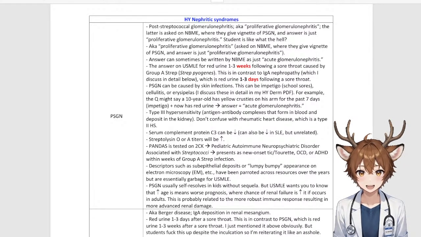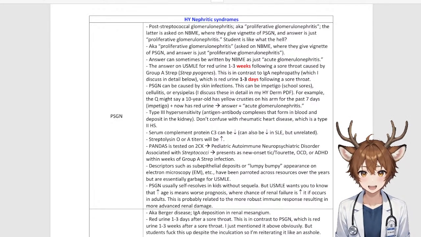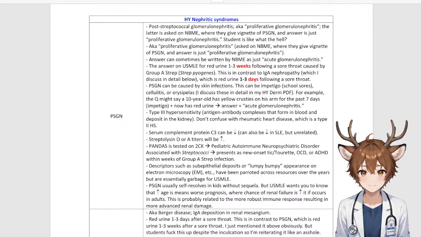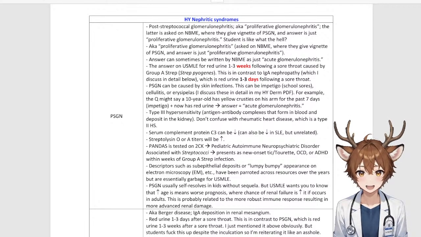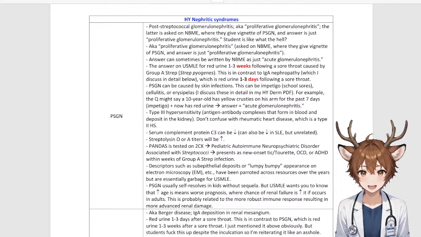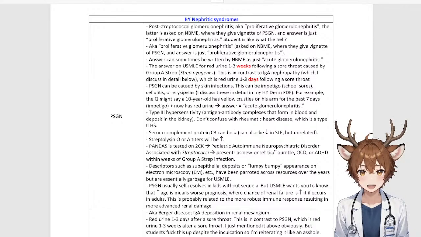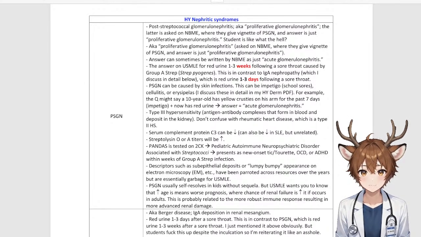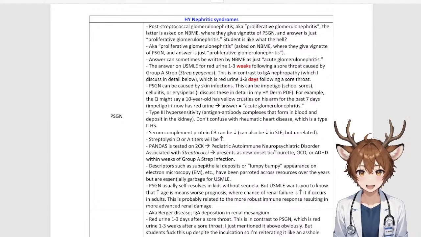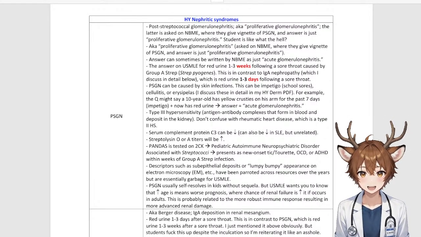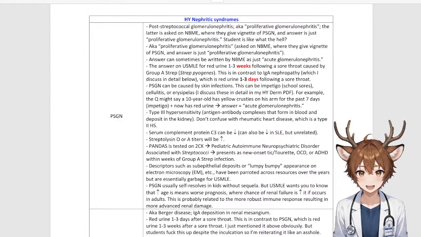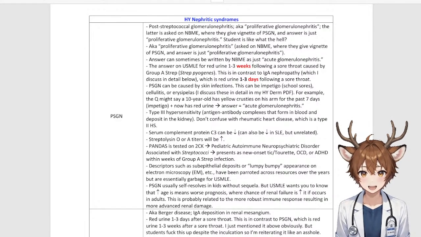Descriptors such as subepithelial deposits or lumpy, bumpy appearance on electron microscopy, EM, etc., have been parroted across resources over the years but are essentially garbage for USMLE. PSGN usually self-resolves in kids without sequelae, but the USMLE wants you to know that the elevated age means a worse prognosis, where the chance of renal failure is elevated if it occurs in adults. This is probably related to the more robust immune response resulting in more advanced renal damage.